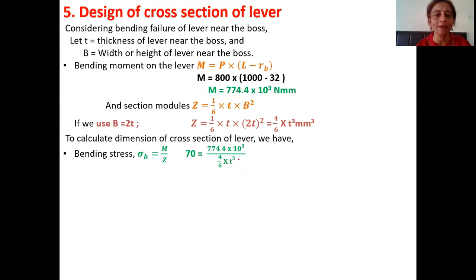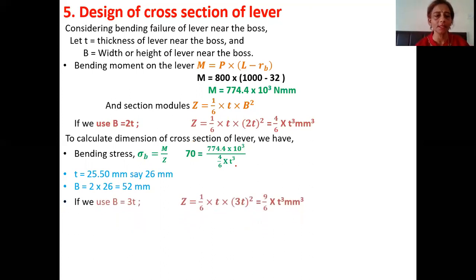We have only one unknown over here because bending stress is known to us. So odd number students will get T as 25.50, and B is equal to 2T. So T is approximated as 26, so B is 52 mm.